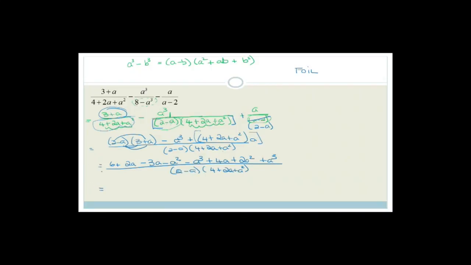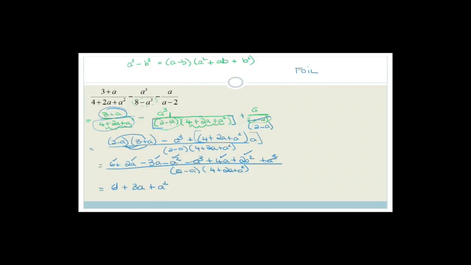Right, so let's add our like terms. We've got 6 here, and that's the only number, so it's just a 6. We've got 2A minus 3A is minus A, plus 4A is 3A, so it's plus 3A. Then we've got minus A squared plus 2A squared is plus A squared. And then minus A cubed plus A cubed goes away.